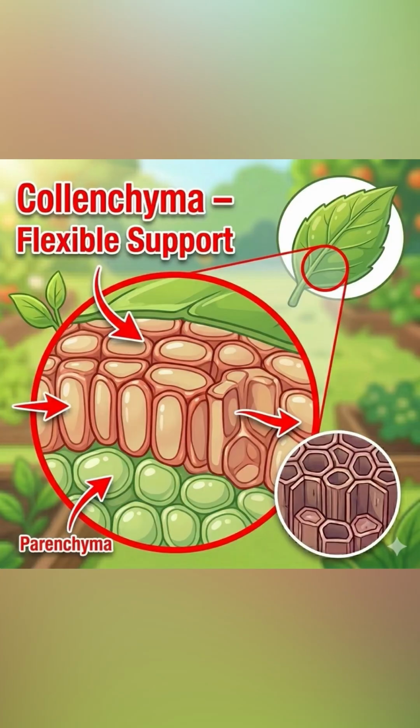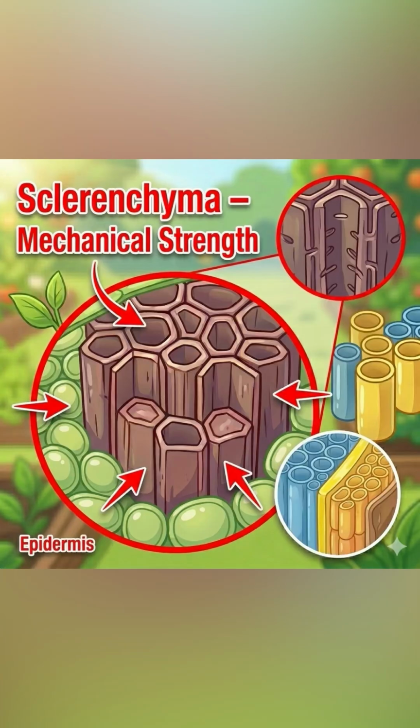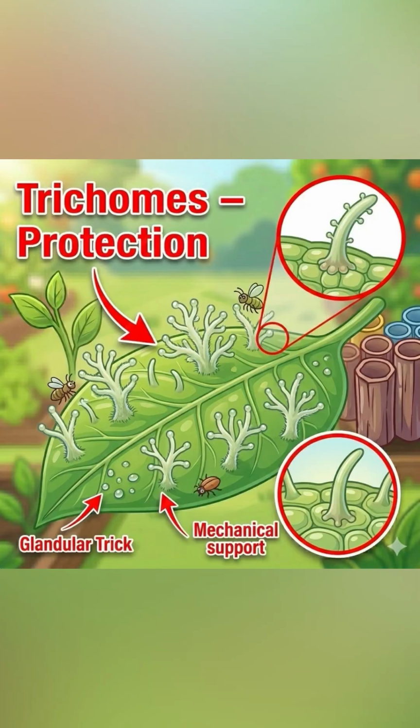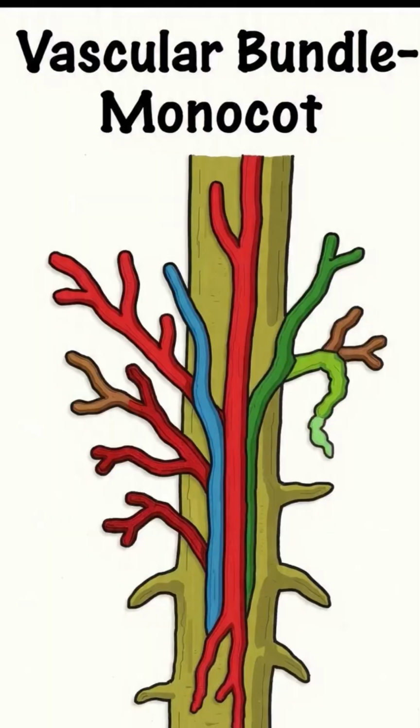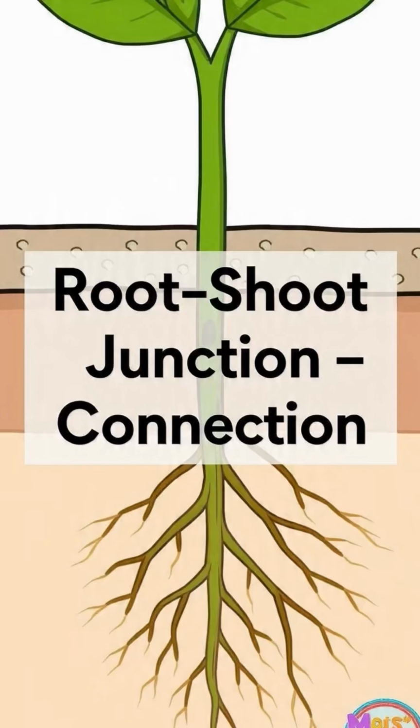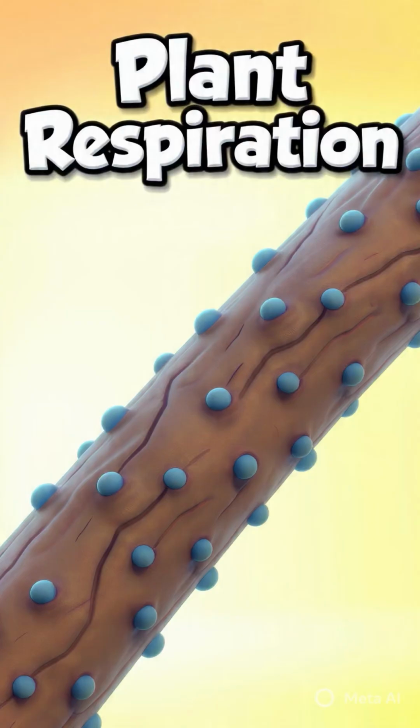Vascular bundle in leaf and stems. Leaf, midrib, and stem contain vascular bundles for water, food, and mineral transport. Monocots, scattered bundles. Dicots, ringed bundles with cambium. Now root and stem connections. Root-shoot junction. The root-shoot junction connects the root system with the stem, allowing efficient water and food transport. Lenticels, openings in woody stems, allow gas exchange for living tissues inside.